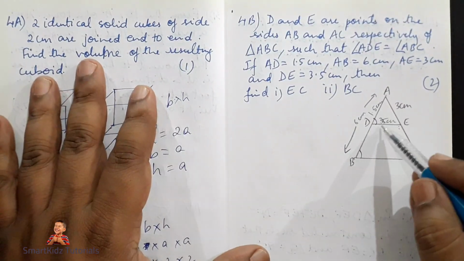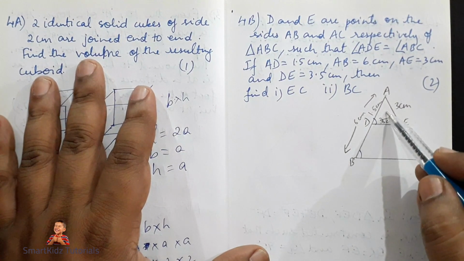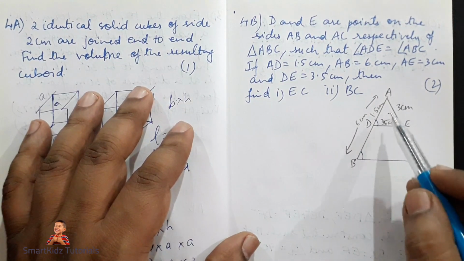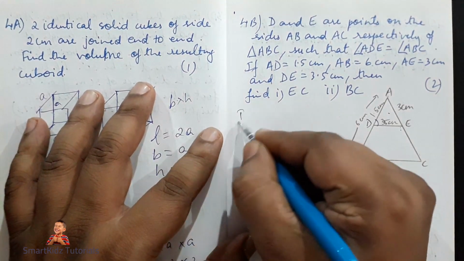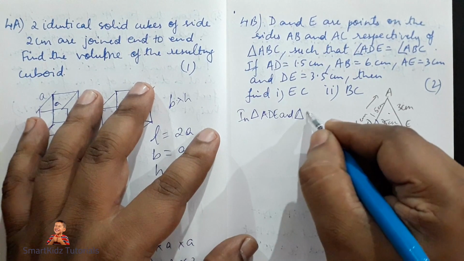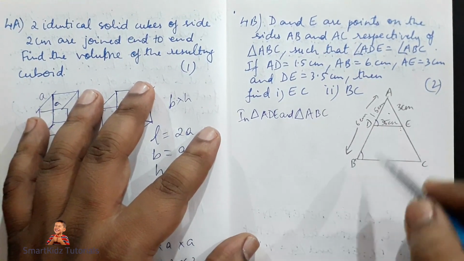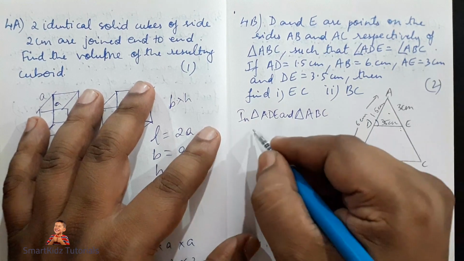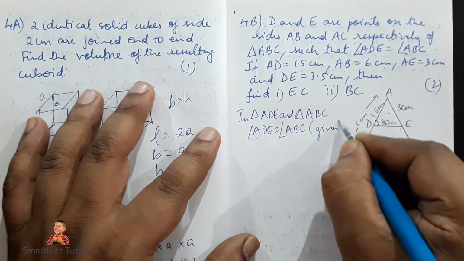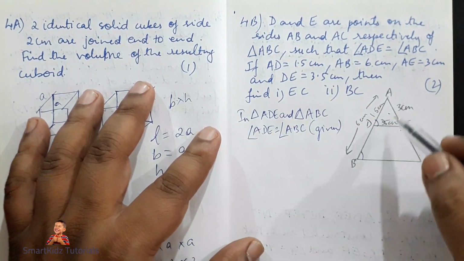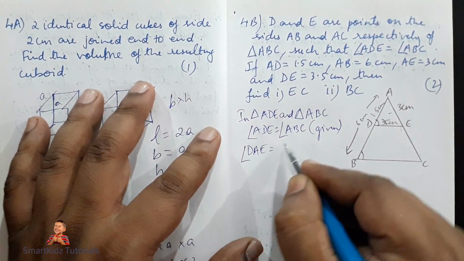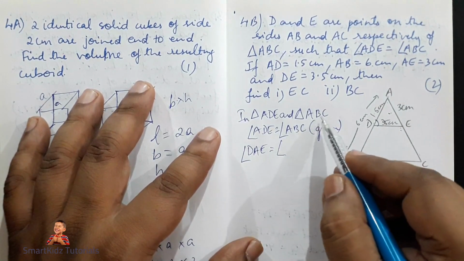So if we want to find this, that means we'll have to prove this triangle similar to the big triangle. So first thing we'll do is try to prove this triangle similar to the big triangle. So we'll say in triangle ADE and triangle ABC, we are given that angle ADE is equal to angle ABC. We say given. Also we can see this angle is common to both this small triangle as well as the big triangle. So we say angle DAE is equal to angle BAC.